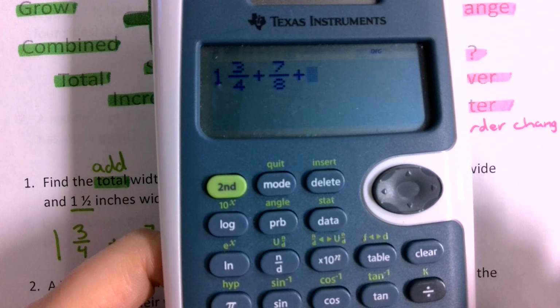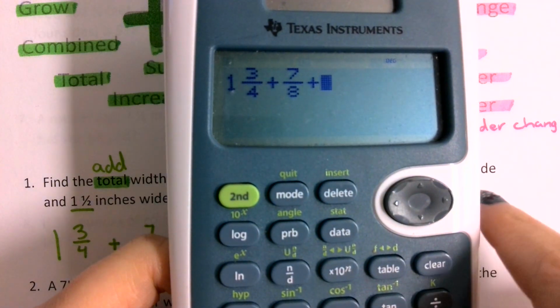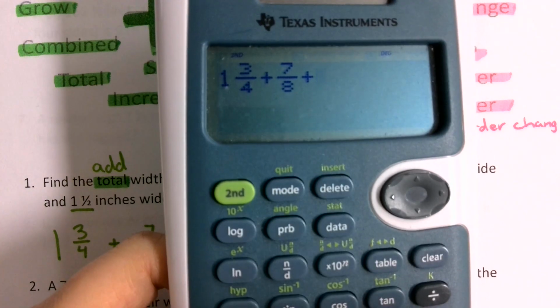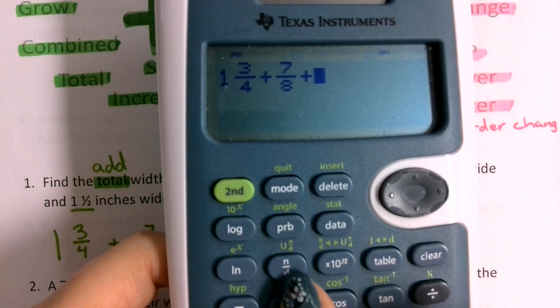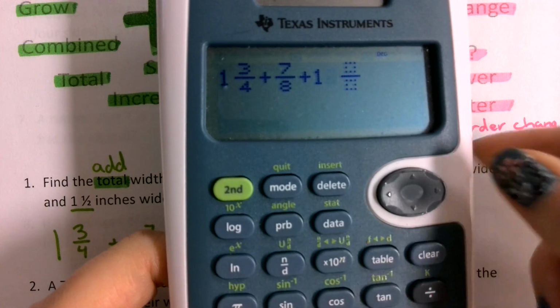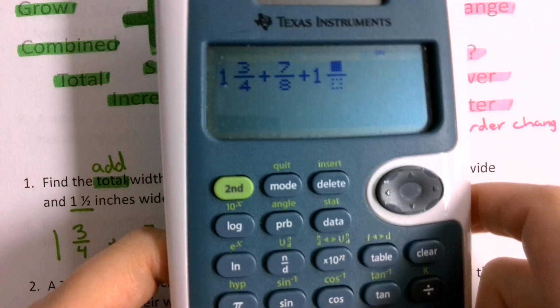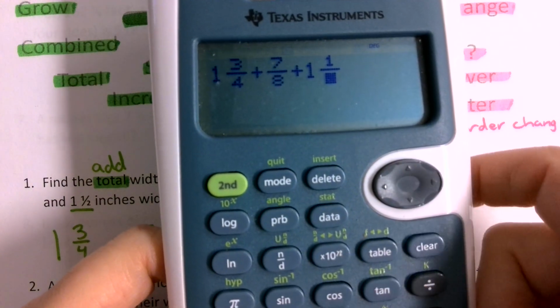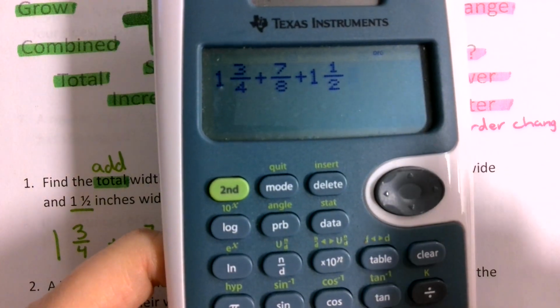Now I need to do a mixed number again. So what do I have to hit to do a mixed number? Second, and then what? And the fraction button, right? The N/D button. That's going to be 1. Use my side arrow. 1. Side arrow again. 2. Side arrow again to get out.